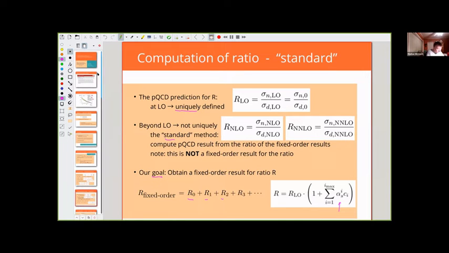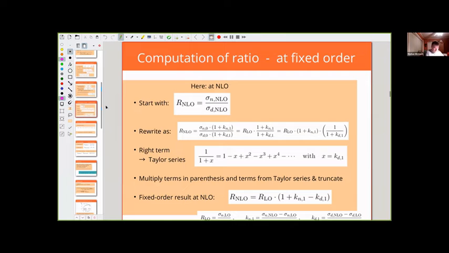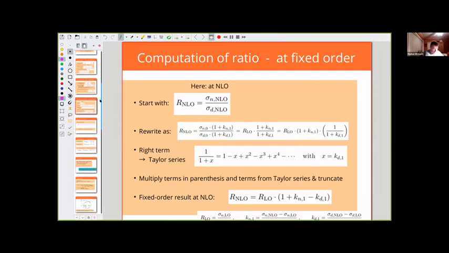How do we achieve that? So here, let's do the calculation just for the next to leading order case. We can do this at every order, but at NLO, it's easier to follow here. So we start with the definition of R in terms of the ratio of the two NLO cross-sections.